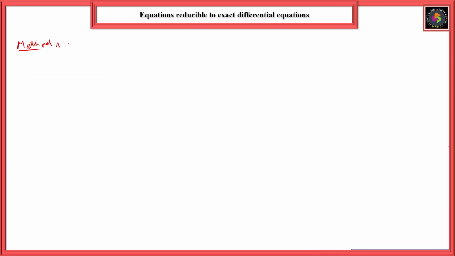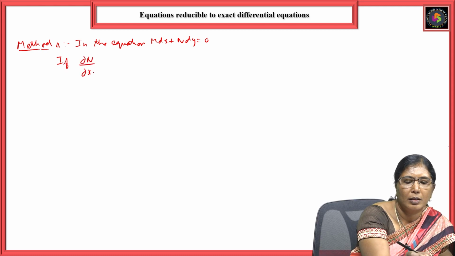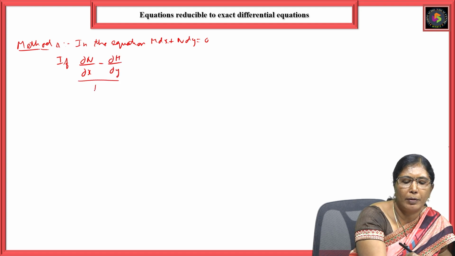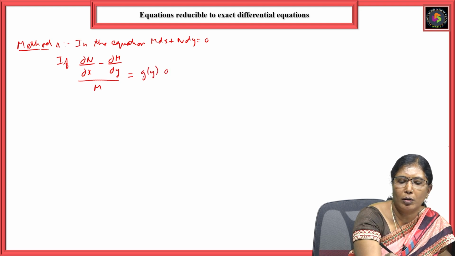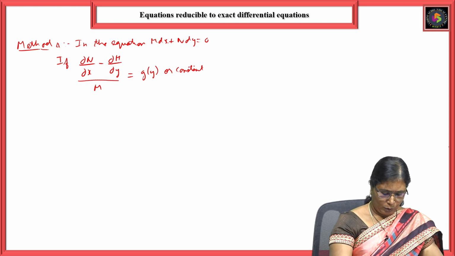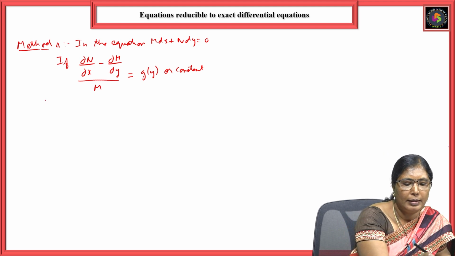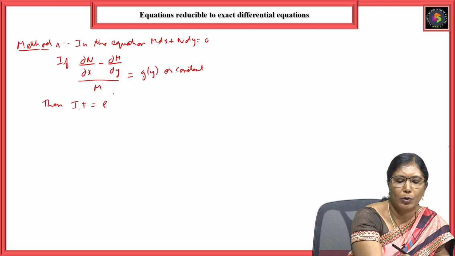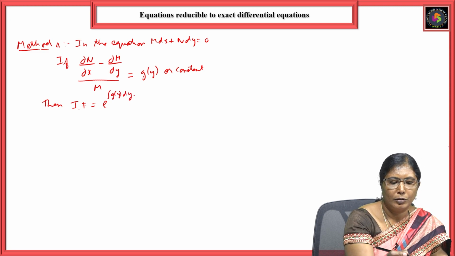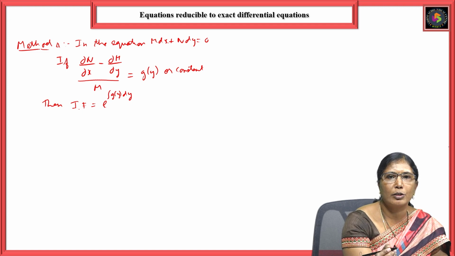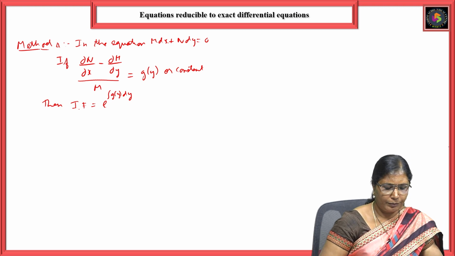So method 4: in the equation M dx plus N dy is equal to 0, if (∂N/∂x minus ∂M/∂y) divided by M is a function of only y, or constant, say g(y), then the integrating factor is equal to e to the power of the integral of g(y) dy. This integrating factor you should multiply to the non-exact differential equation, and it reduces to exact. So let us take one example.